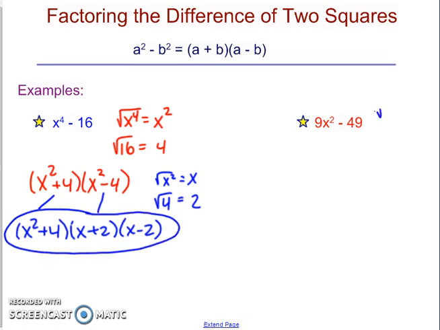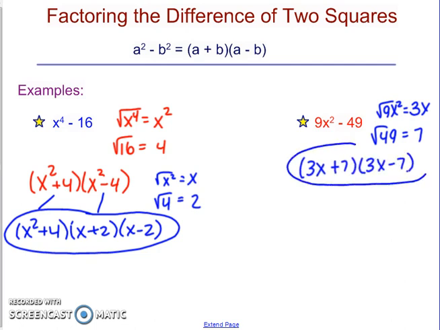If we look at the last one here, 9x squared minus 49, well, the square root of 9 is 3. The square root of x squared is x. The square root of 49 is 7. So we have 3x plus 7 and 3x minus 7. So as long as there's two terms, they're both perfect squares and there's a minus sign in between, take the square root of each, and then write the square root of the first one plus the square root of the second one, square root of the first one minus the square root of the second one.